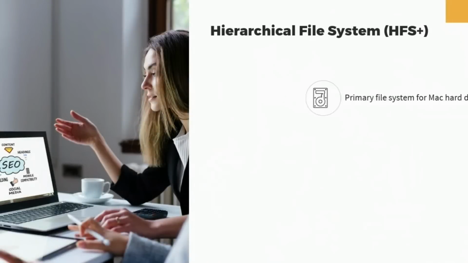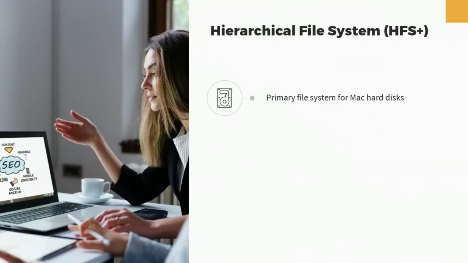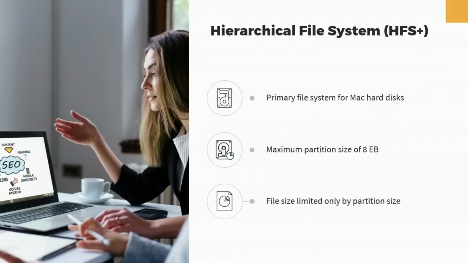Lastly, the hierarchical file system is the primary system in use with hard disks in Mac computers, but like FAT, its original release was not capable of supporting the larger disks of today, so its successor, the Plus version, supports a maximum partition size of 8 exabytes and a file size limited only by the partition size. In other words, a single file could occupy the entire hard drive.